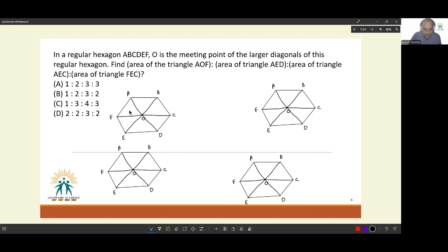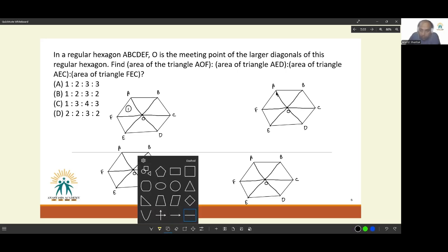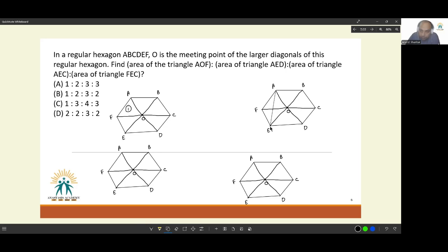Area of triangle AOF, can I say if I take the area of triangle AOF as 1, this is fine. Now area of triangle AED, okay, I'm drawing this line. Can you see AFEO is pretty much a rhombus? All four sides are identical. So AE is the diagonal. If it is the diagonal, it will divide area of AFOE. It should be 2. If AFO has an area of 1, FOE will also have an area of 1.